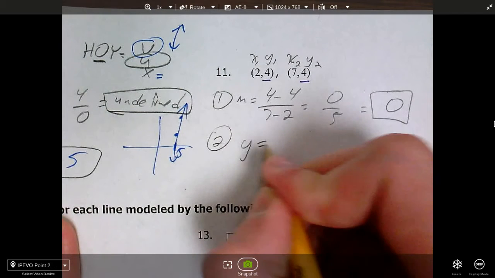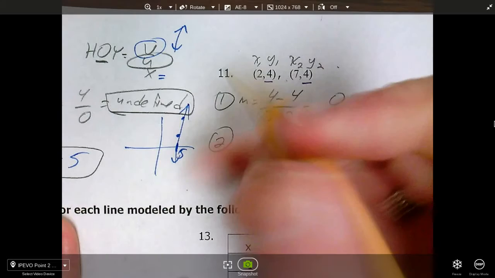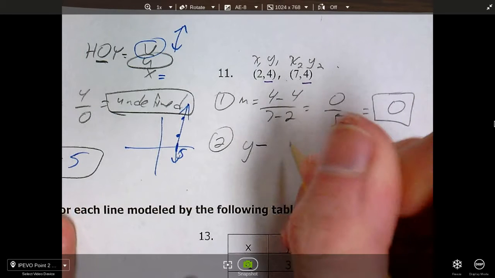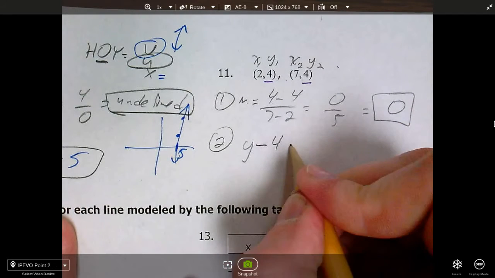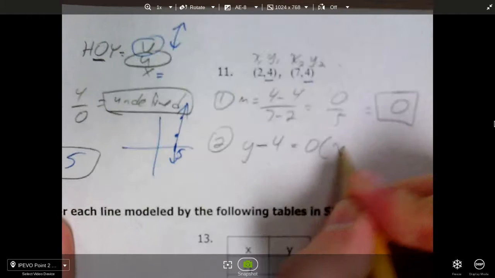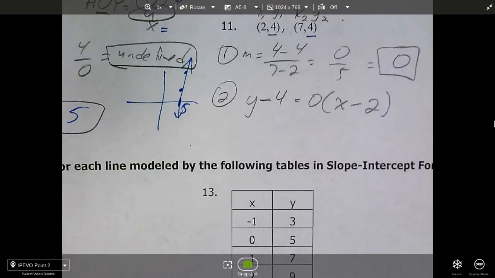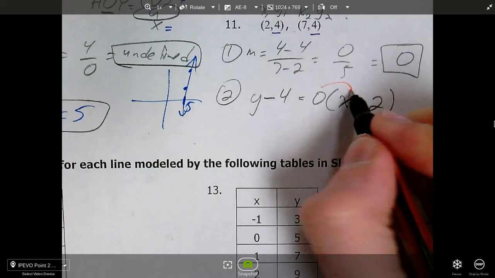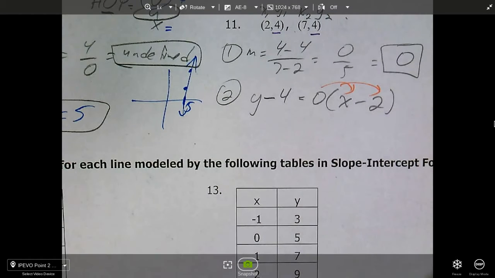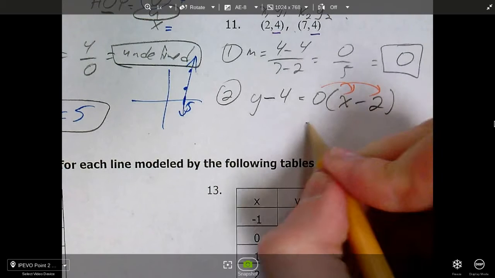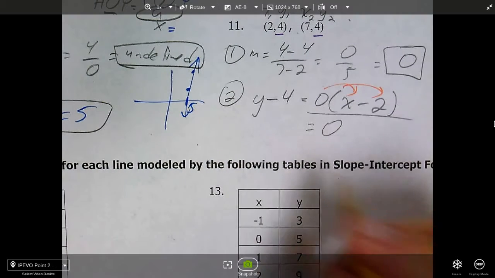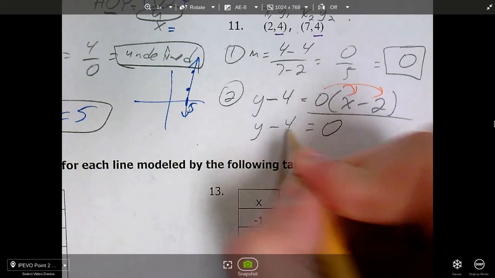So if we go to our y minus y1, y1 is 4, y minus 4 equals m, 0, x minus x1. All right, now we need to distribute this, so we get 0 times this stuff over here. So 0 times x is 0. 0 times negative 2 is 0. So we actually just get equals 0. All this just comes out to be 0. So y minus 4 equals 0.